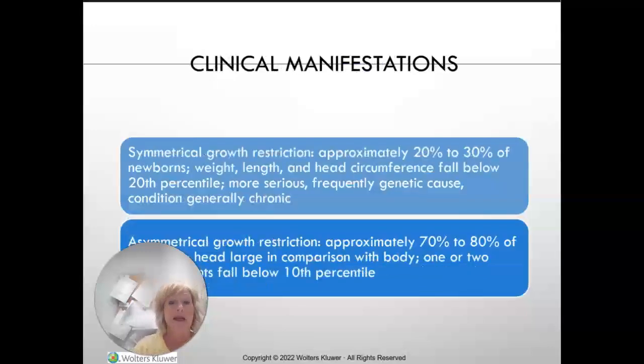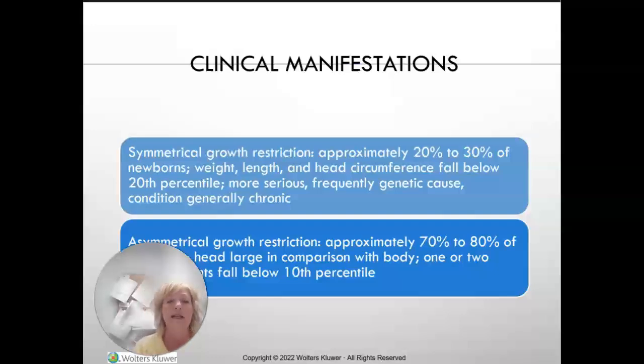So what are you going to see in small for gestational age? You're going to see symmetrical growth restriction. Symmetrical growth means everything's going to grow symmetrically. In 20 to 30% of newborns, weight, length, and head circumference all fall below the 20th percentile. This is more serious, and usually that's a genetic cause. We'll have to figure out what genetic cause that is. Their weight, length, and head fall below that 20th percentile.